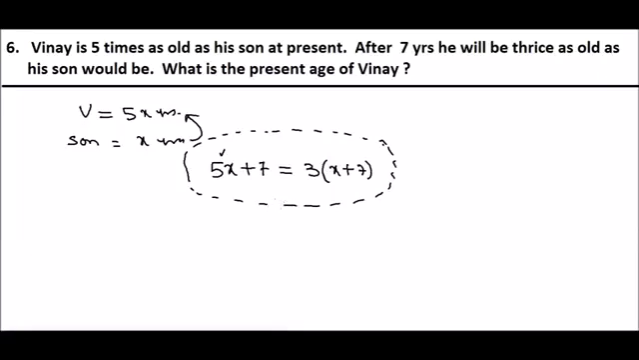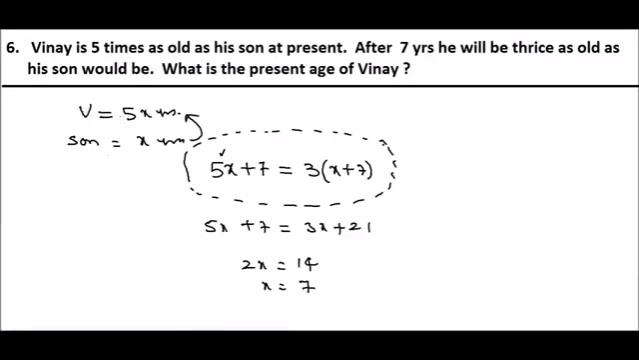So this should be done. You should have perfection in this. You should have mastery over this one. Simple algebra I'm using. 5x plus 7 is equal to 3 into x plus 7. So clearly after expansion, 5x plus 7 would be equal to 3x plus 21. Now clearly 2x is equal to 21 minus 7, 14. X is equal to 7.